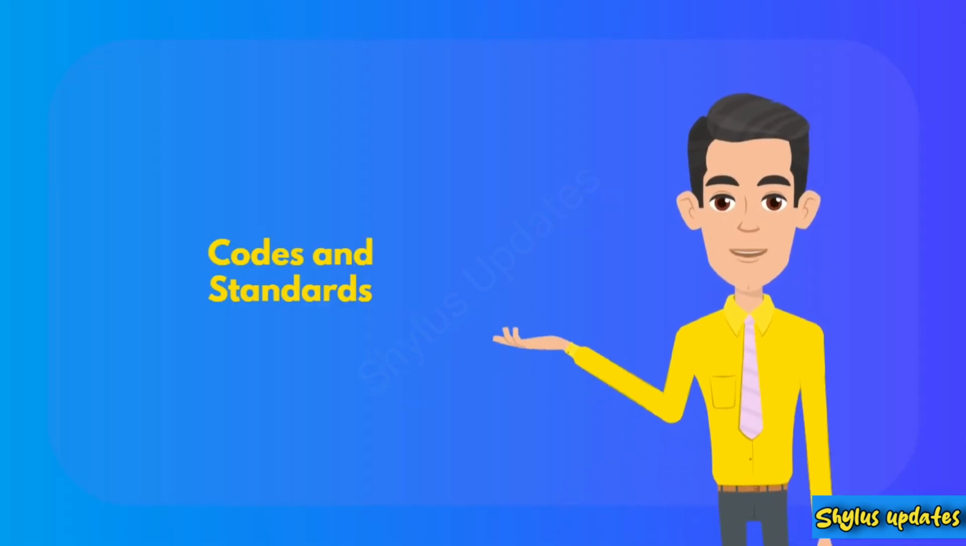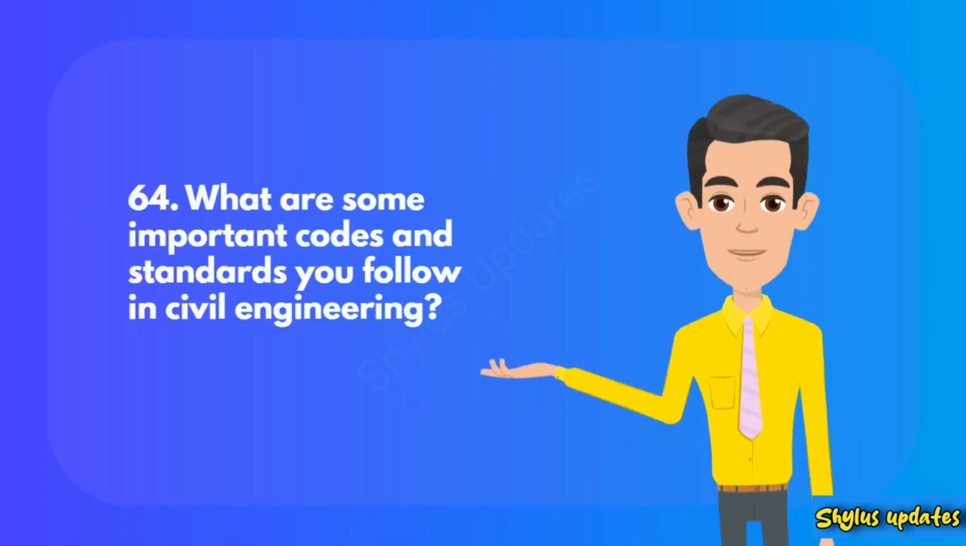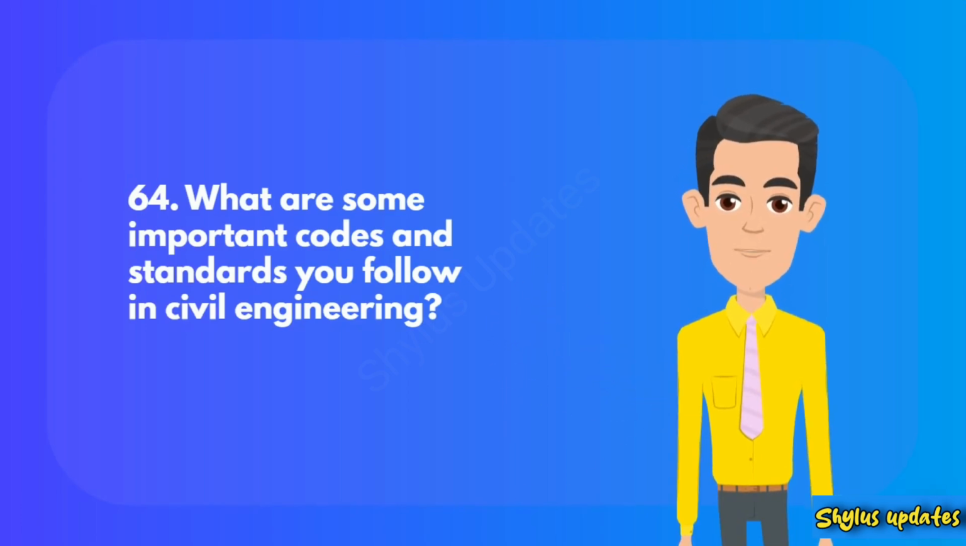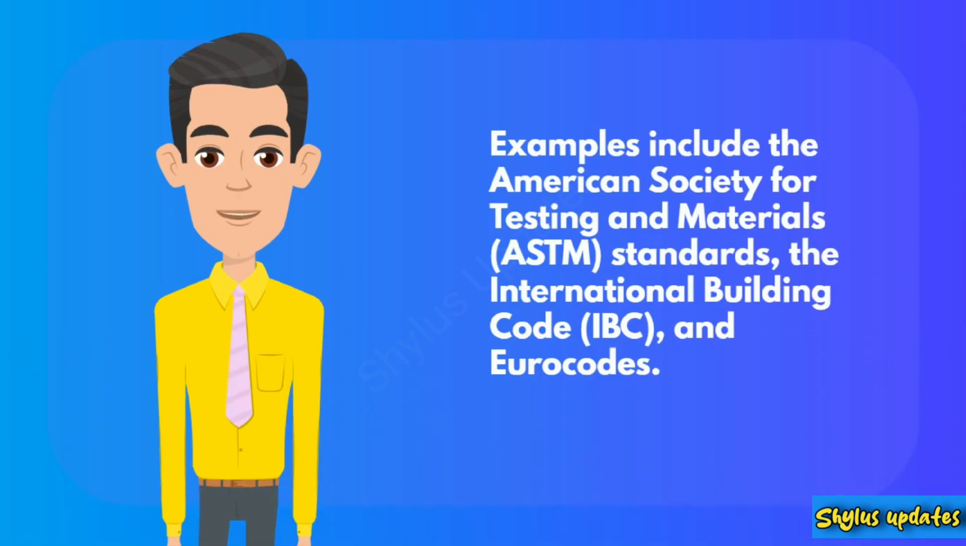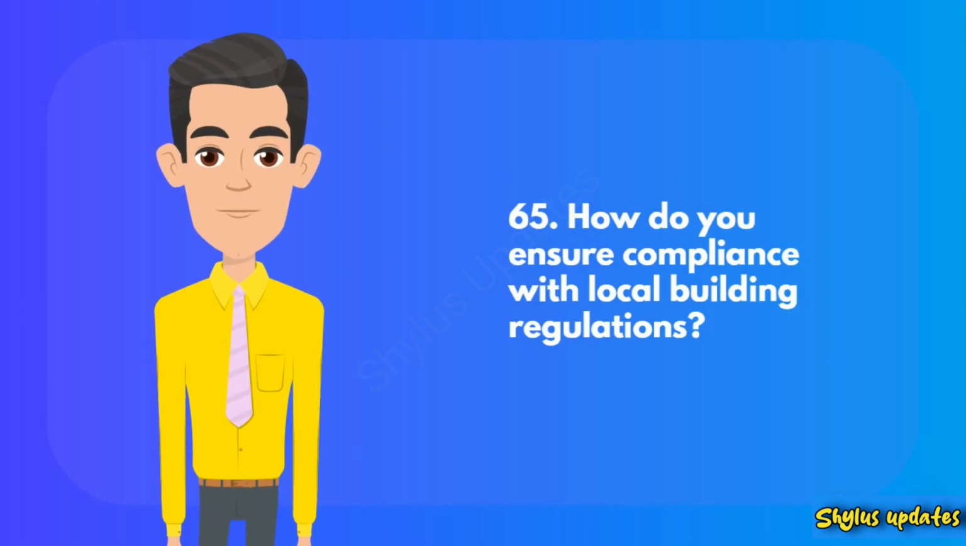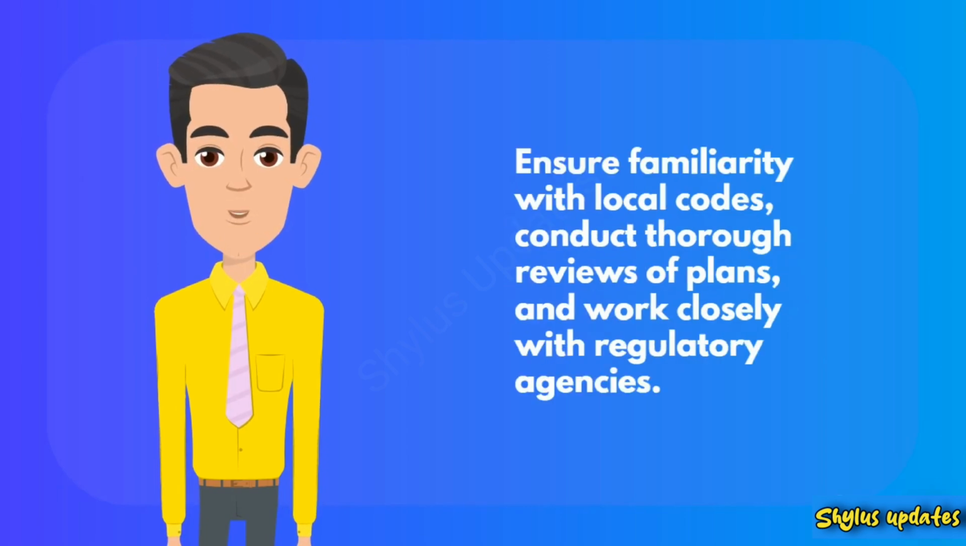Codes and standards. 64. What are some important codes and standards you follow in civil engineering? Examples include the American Society for Testing and Materials, ASTM, standards, the International Building Code, IBC, and Eurocodes. 65. How do you ensure compliance with local building regulations? Ensure familiarity with local codes, conduct thorough reviews of plans, and work closely with regulatory agencies.